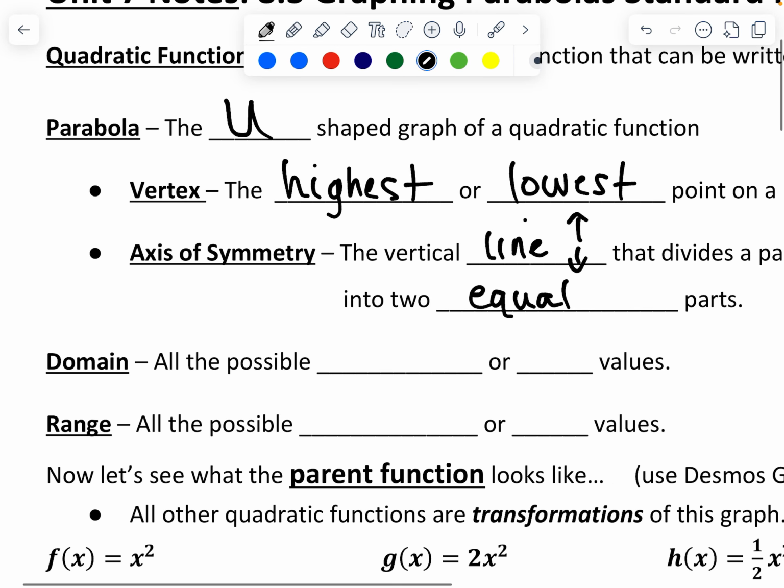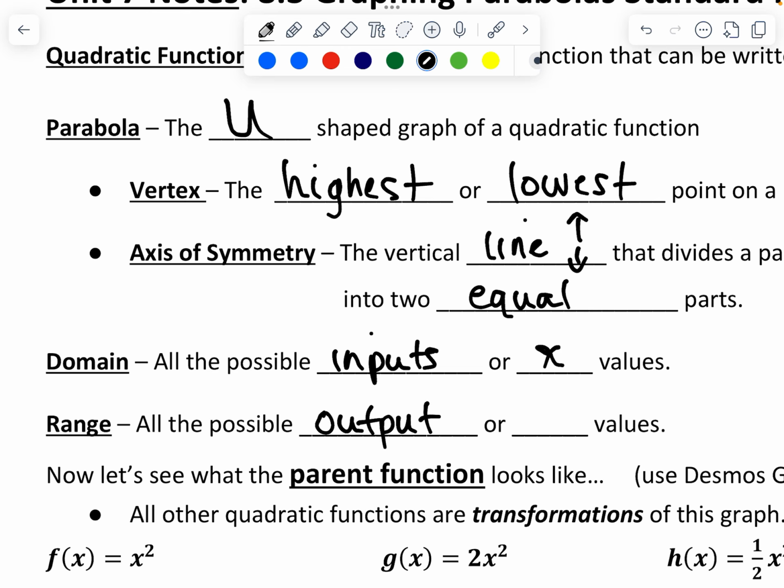All right, domain is all the possible inputs or x values. We already know that. And the range is all the possible outputs or y values.